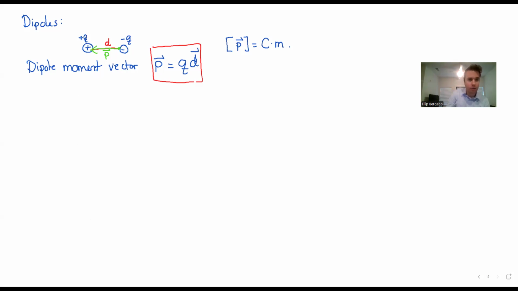Let's say that we have a dipole. So let's see, here's the negative charge and here's the positive. And these are existing within an electric field that points to the right. This is our electric field. So there's an external E field that points to the right. Our dipole moment vector, again, points from the negative to the positive. So let me draw it like this.